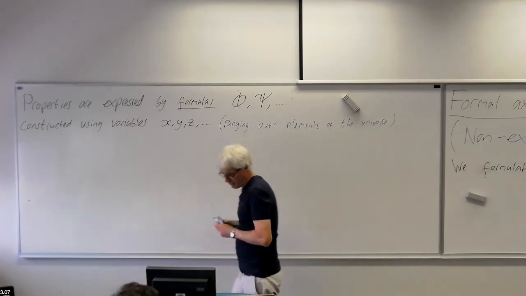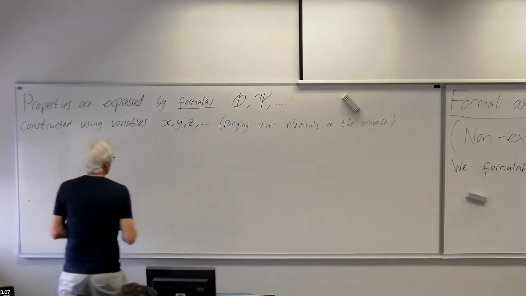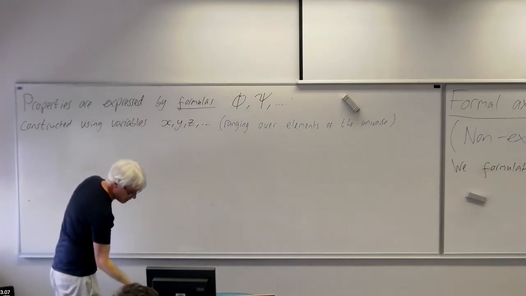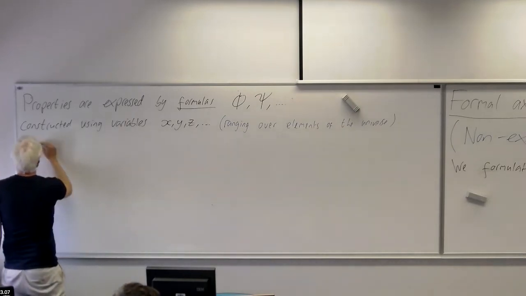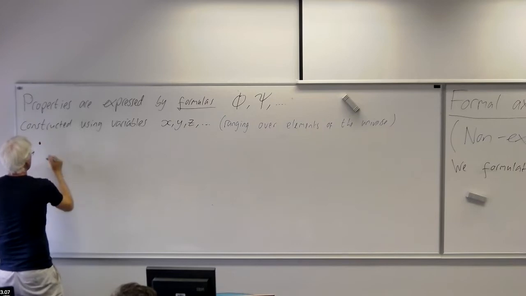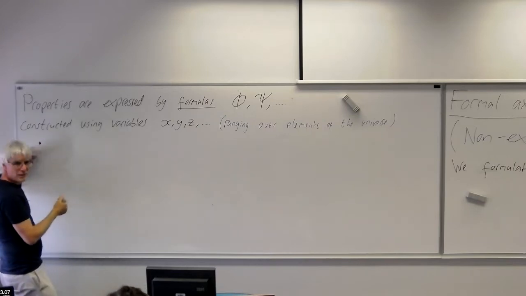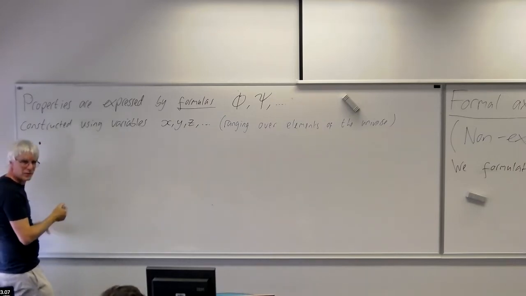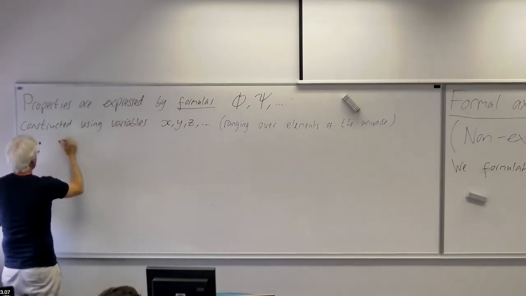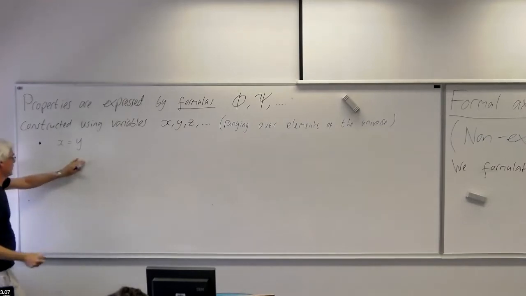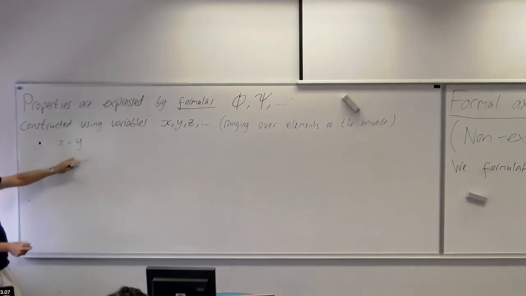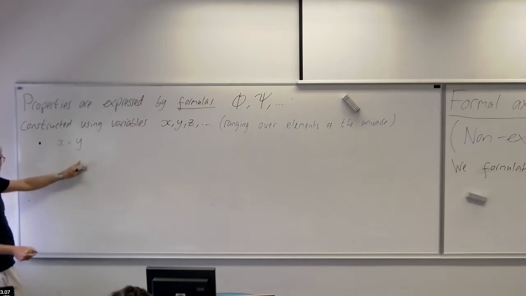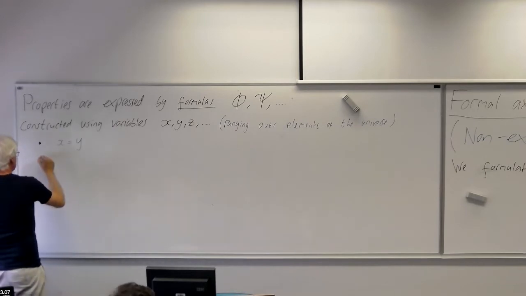And we simply have a few ways of constructing such formulas. So the bullet point, I mean, this is like a PowerPoint list of things. So these are different ways of constructing formulas. So we're allowed to have the formula expressing the equality of two things. So this says element X of the universe equals element Y of the universe.